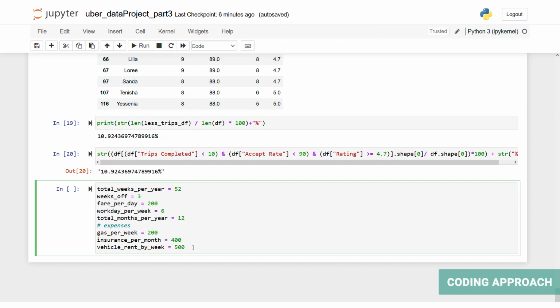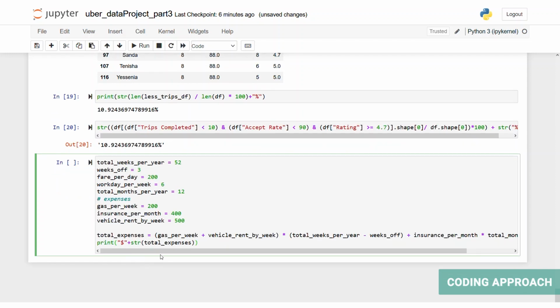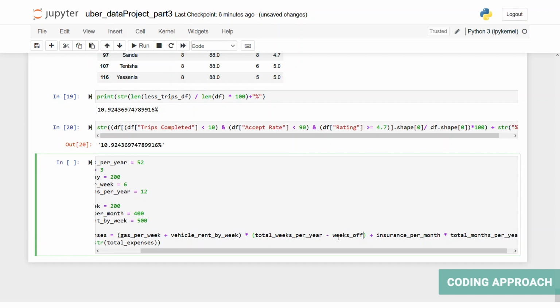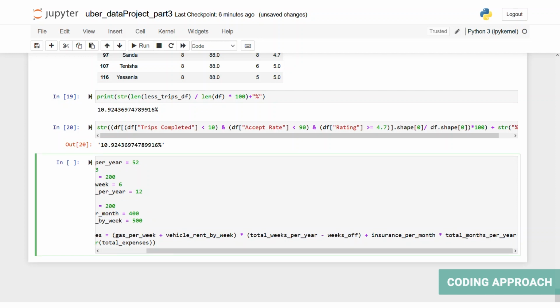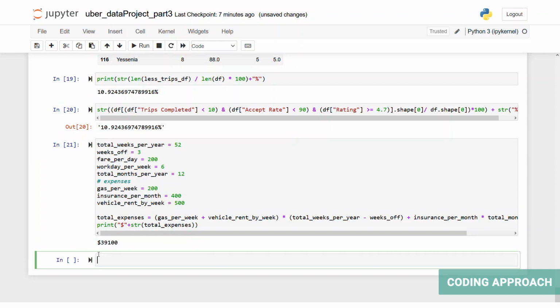Now we will do the calculation in 3 steps. First, the total expense, gas and rent. So gas and rent are weekly, and the total insurance is monthly. Here's the code. Since the total expenses are gas and rent by week, and we're taking 3 weeks off, and insurance per month multiplied by the 12 months a year. All right, and so we're converting that into string and adding a $ sign to get the answer, and the answer is $39,100.